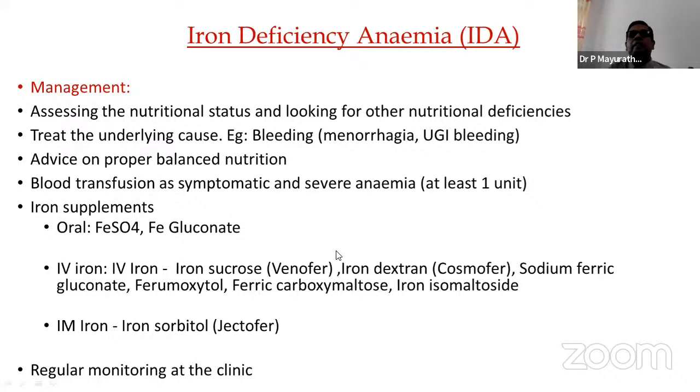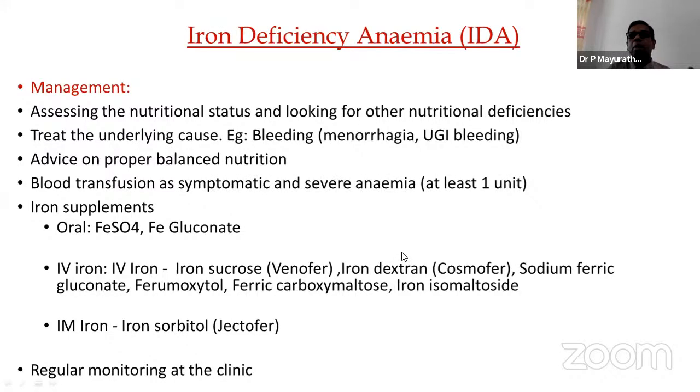So IV iron is relatively safe, and it is the best way to get the iron in quickly. But efficacy wise, all are the same. So whatever the way you give the iron, it's going to increase the hemoglobin by 1 gram per week, whether you give IV or IM or oral iron. But anaphylaxis may be a problem in IV iron. So whenever you start IV iron, you may have to closely monitor the patient for any reaction. And IM iron may also cause reactions. Okay, so you have to keep that in mind.